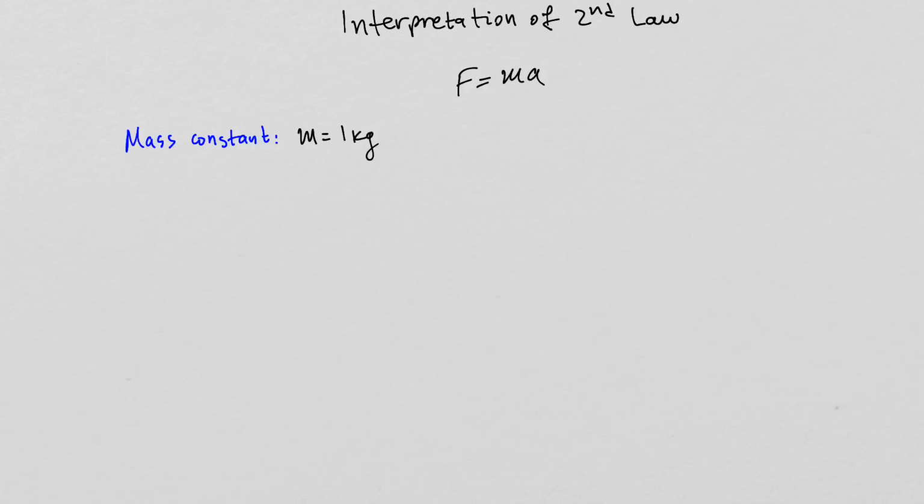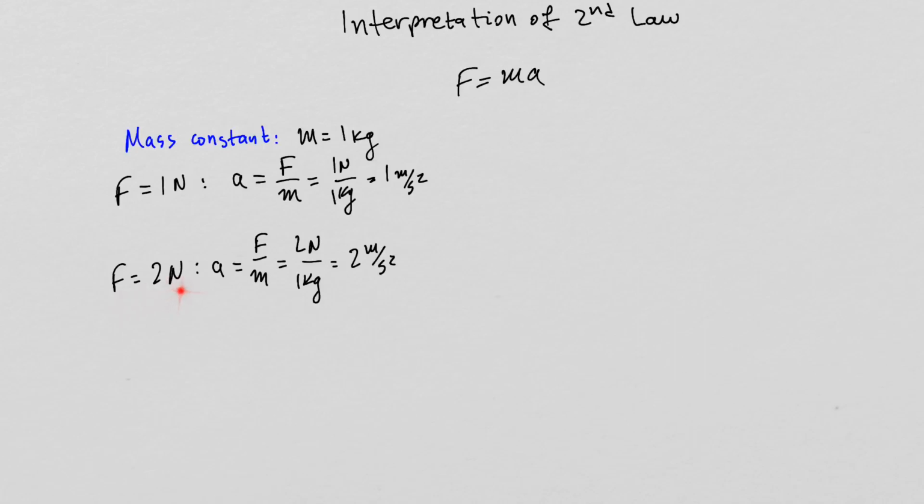First, let's look at the case where the mass is constant. I selected the mass to be 1 kilogram. And now I'm going to apply several different forces to that mass and calculate the acceleration. When the applied force is just 1 Newton, the acceleration will be equal to the force divided by the mass of the object. So that would be 1 Newton divided by 1 kilogram, so that is 1 meter per second squared. When the applied force is 2 newtons, the acceleration then would be 2 meters per second squared. When the applied force is 10 newtons, then the acceleration will be 10 meters per second squared. So for the same constant mass, whatever that is, as the force increases, the acceleration increases proportionally.